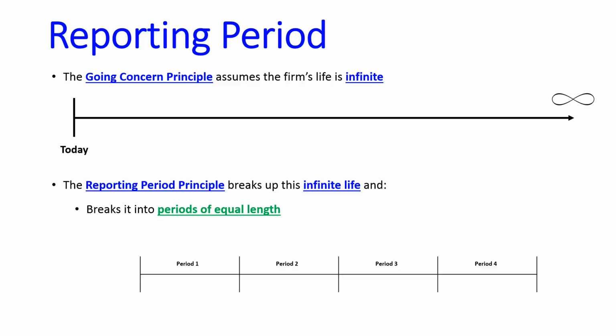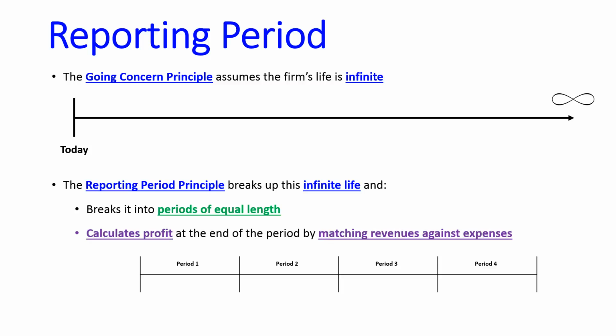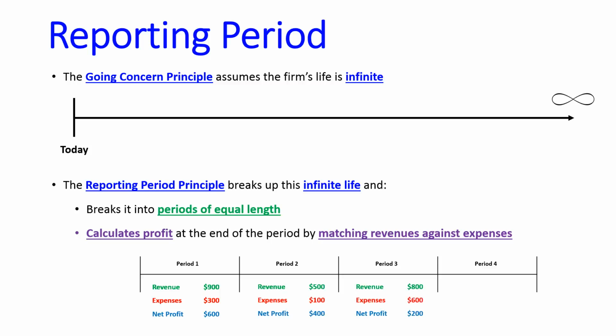Now they've got to be of equal size. And what we're going to do is at the end of each of these periods, we're going to match revenues and expenses to get profit. So after period 1, I take my revenues, less away my expenses, that gives me net profit. At the end of the second period, take my revenues, match with expenses, net profit, revenues, match with expenses, net profit. So that is all the reporting period helps us do.